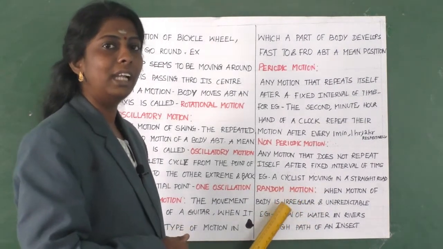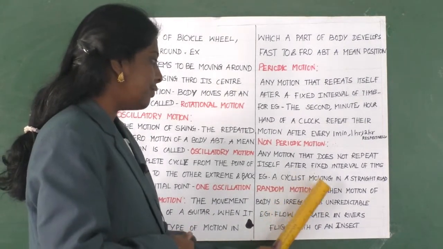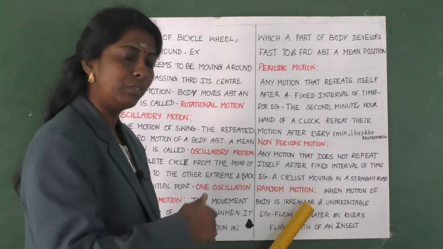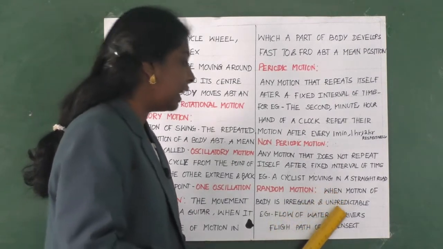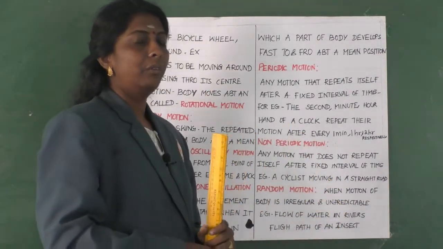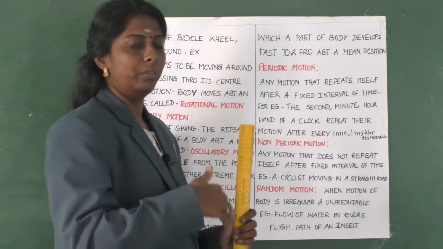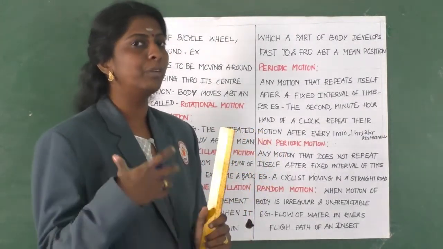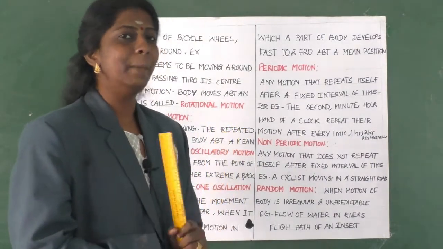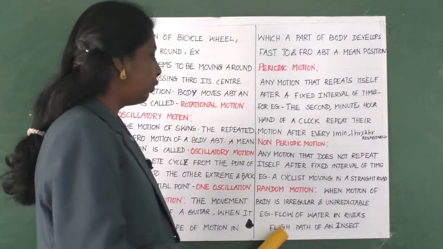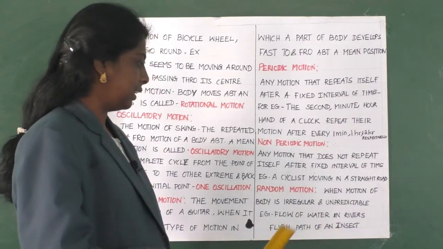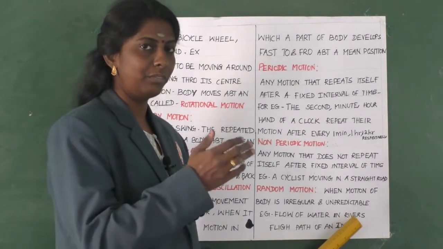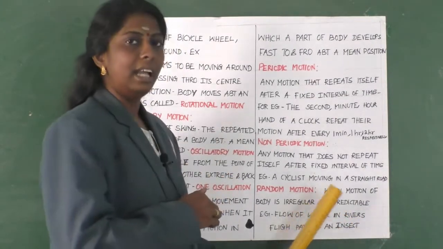Next thing is about random motion. What is that? Random motion. When the motion of the body is irregular and unpredictable, we don't know which side it will go. In that way, that type of movement is said to be random motion. For example, flow of water in rivers, then flight path of an insect.